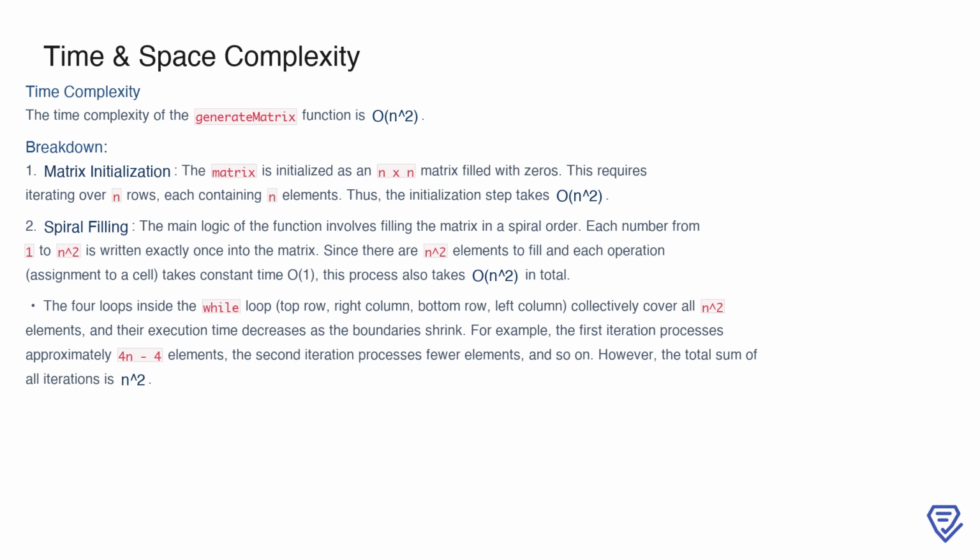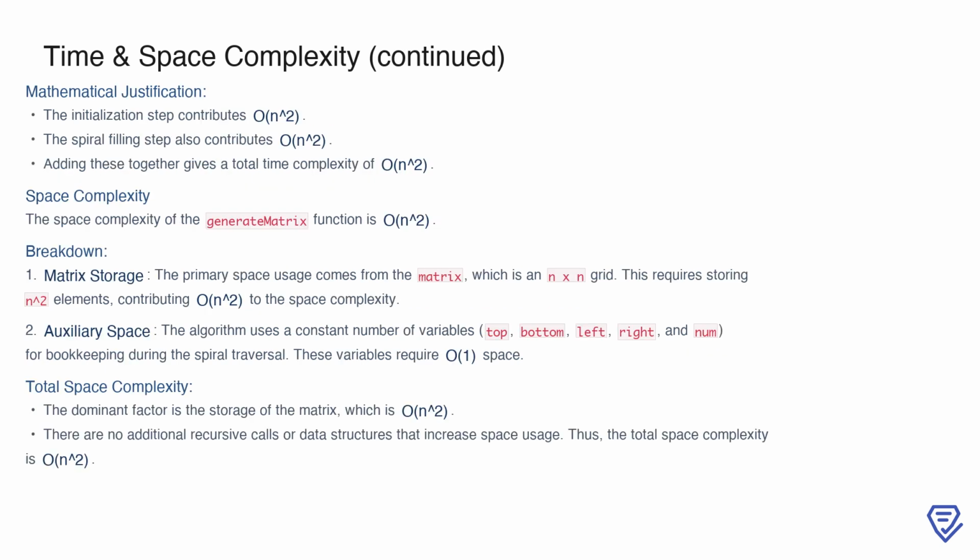The nested loops within the while loop handle the top row, right column, bottom row, and left column, processing fewer elements as the boundaries shrink. However, when we sum up all iterations across these loops, the total remains proportional to n², confirming the overall time complexity of O(n²). Now, to further justify the time complexity, we observe that the initialization contributes O(n²), and the spiral filling also contributes O(n²). When combined, the total time complexity remains O(n²).